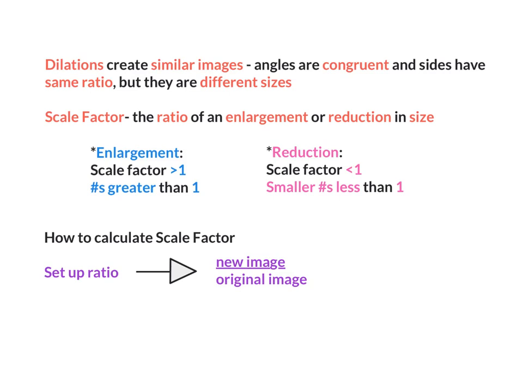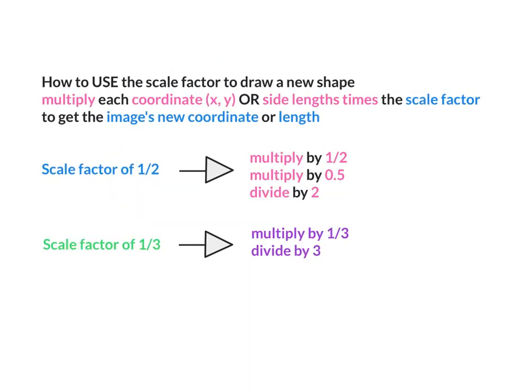So how do we calculate scale factor? This is how we set up the ratio: it's the new image over the original image. How do we use the scale factor to draw a new shape? We multiply each coordinate, x and y, or side lengths, times the scale factor to get the image's new coordinate or length. For a scale factor of 1/2, we can either multiply by 1/2, multiply by 0.5, or divide by 2. To get a scale factor of 1/3, we multiply by 1/3 or divide by 3.